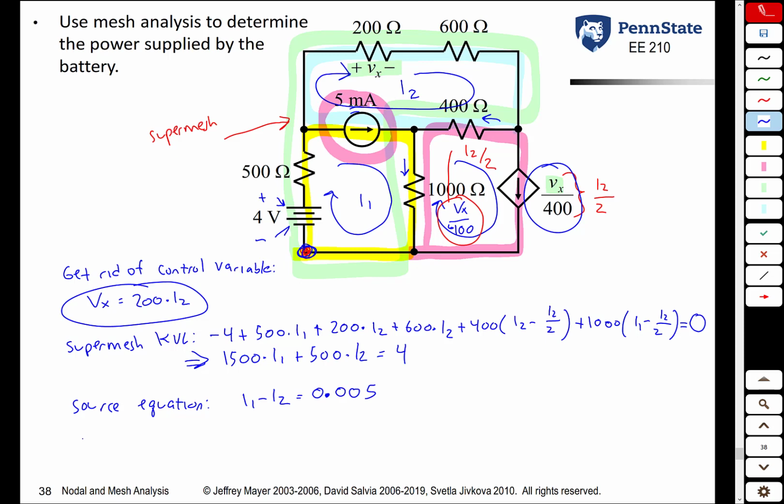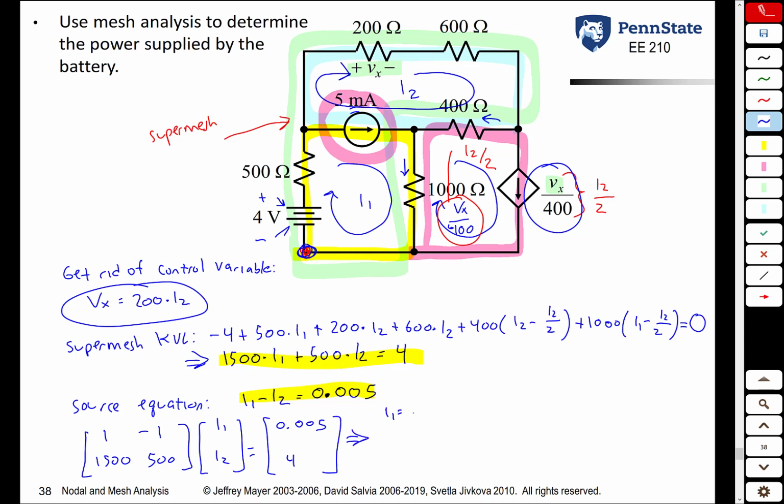We can now compile these into a nice matrix. We have this equation and this equation. So compiling them into a matrix, let's do the bottom equation first. 1, -1, then 1500 and 500, times our current vector I1, I2, is equal to 0.005 and 4. You solve for I1 and I2. I1 is equal to 0.00325 amps, or 3.25 milliamps.